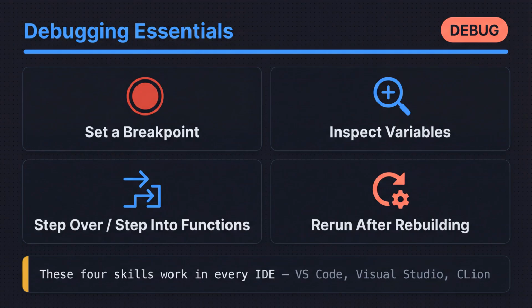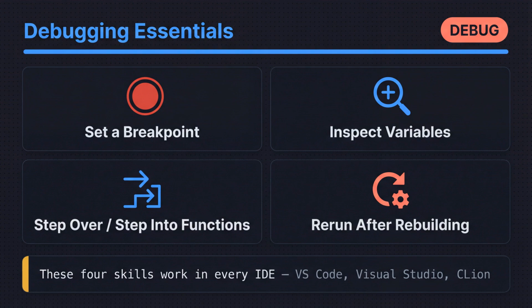No matter which editor or IDE you choose, there are 4 debugging skills you need immediately. First, set a breakpoint. This tells the debugger to pause execution at a specific line. In every IDE, you click in the gutter next to the line number. Second, inspect variables. When execution pauses, the debugger shows you the current value of every variable in scope. This is how you understand what your program is actually doing versus what you think it's doing.